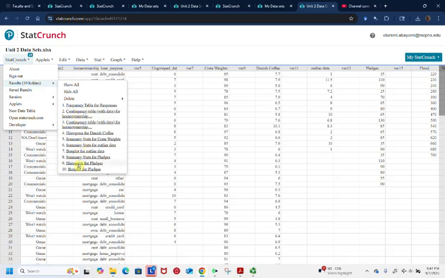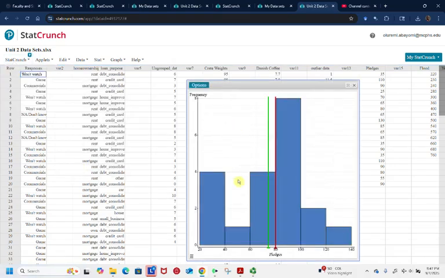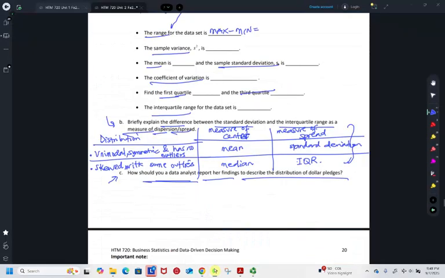I'd like to look at the histogram again. Yep, there are no outliers, and this appears to be approximately symmetric. Not too many outliers here. So based off that, I don't have any extreme outliers.